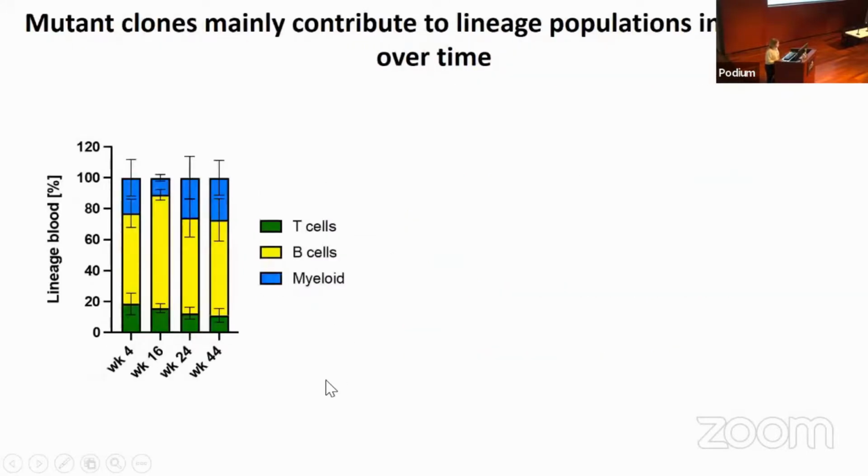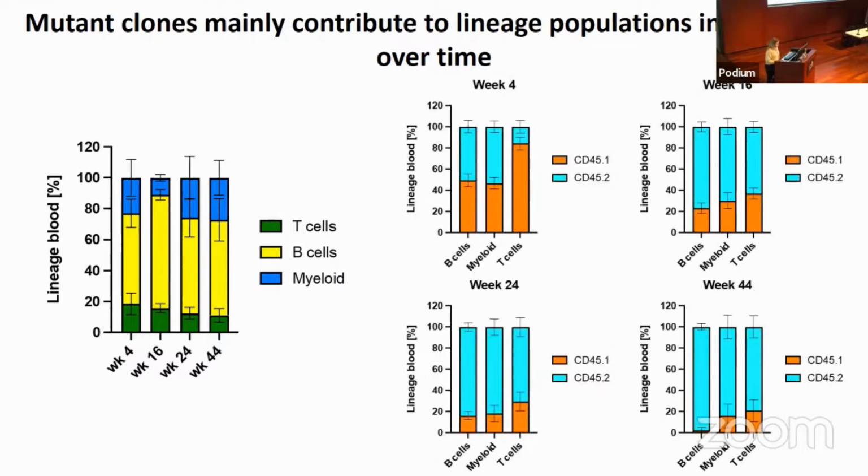So then we looked at the lineage population in the blood over time. As you can see here, in general, we don't see any changes for the distribution of the different lineage populations. But using our system that we have CD45.1 wild type cells, and the mutant cells are either CD45.2 or CD45.12, we are able to distinguish those cells in the lineage populations.